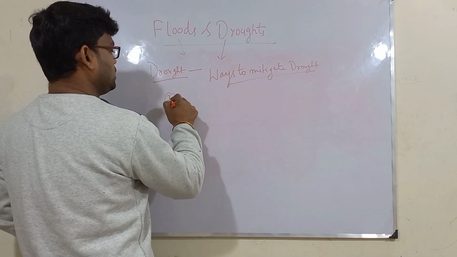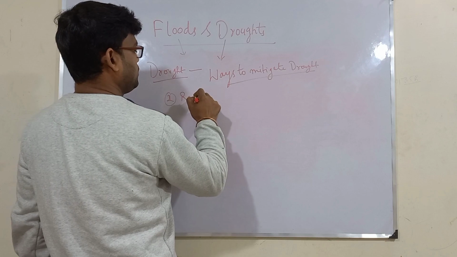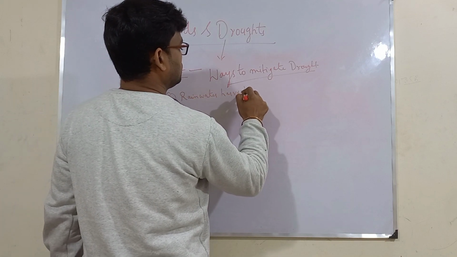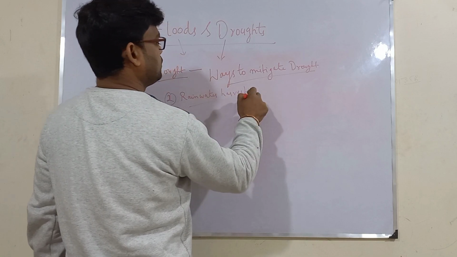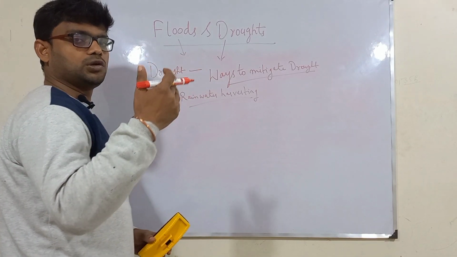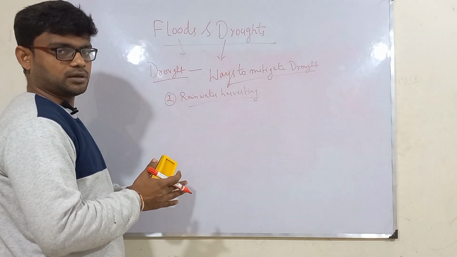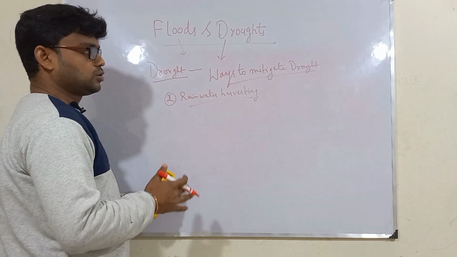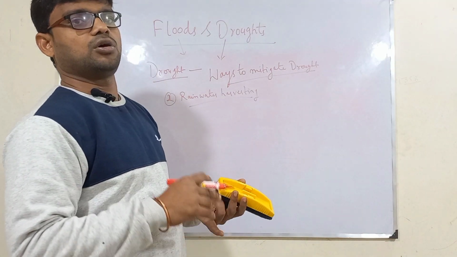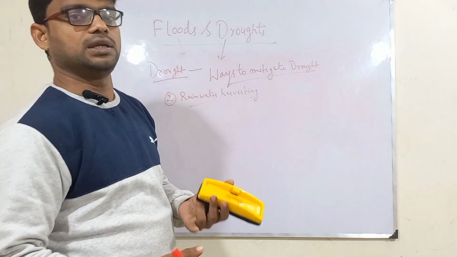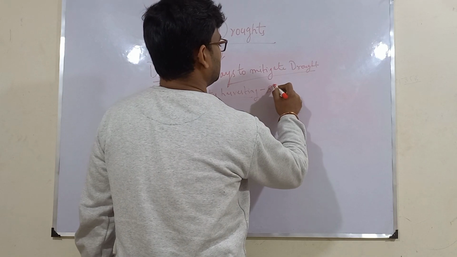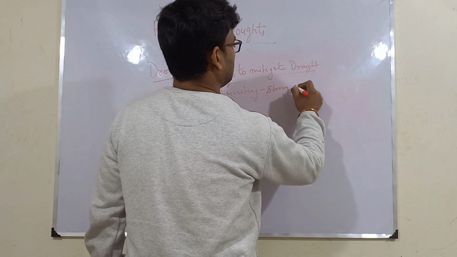Second way is rainwater harvesting. Now what is this rainwater harvesting? Rainwater harvesting means to collect the rainwater during the rainy season and store that rainwater properly, so as to use it in agricultural practices or gardening or washing, cleaning or many other activities.